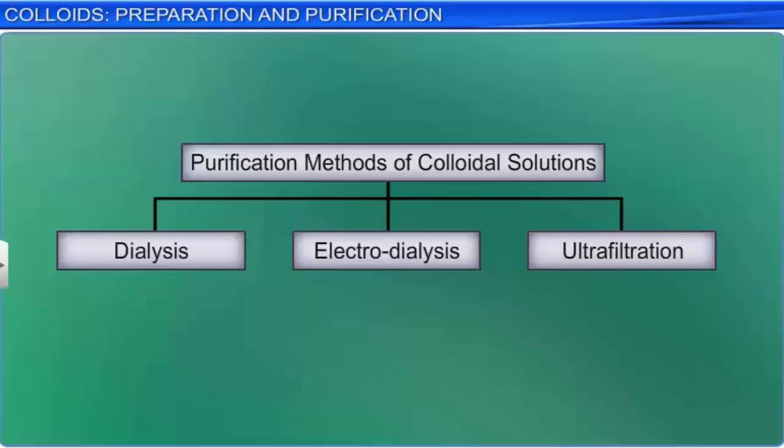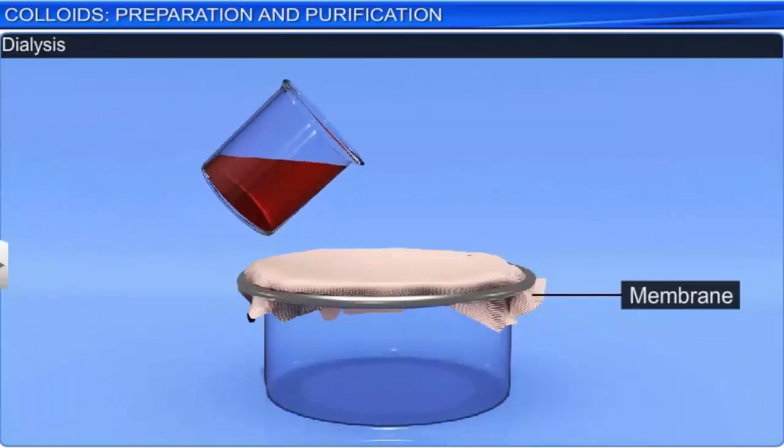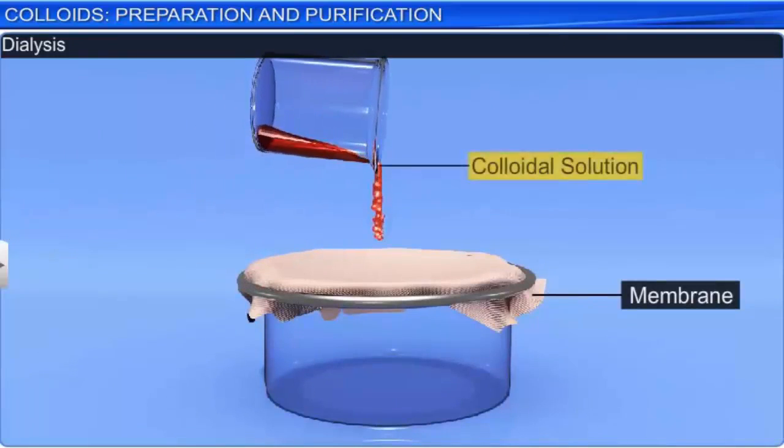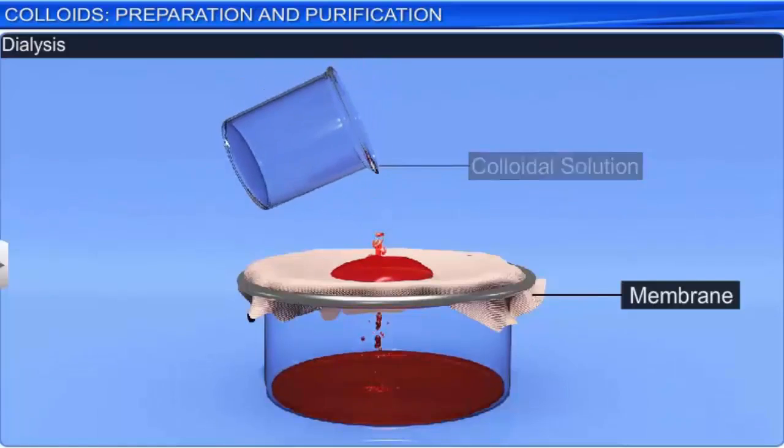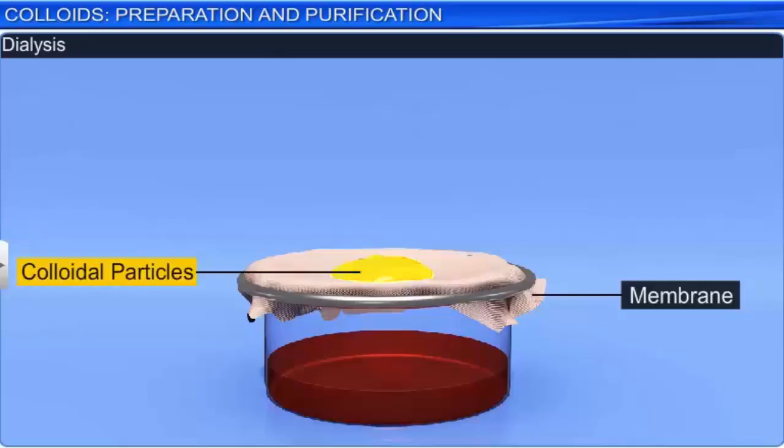The first method is dialysis. It is defined as a process to remove a dissolved substance from a colloidal solution by means of diffusion through a suitable membrane. This method is based on the fact that colloidal particles cannot pass through a parchment or a semi-permeable membrane, but the ions of the electrolyte can.